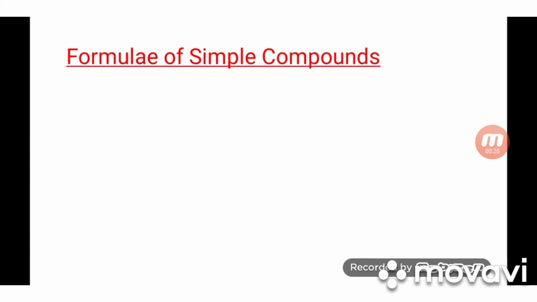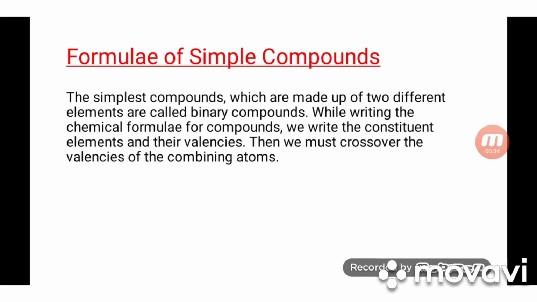Formulae of simple compounds. Further in today's video, we shall be discussing formulae of simple compounds. The simplest compounds, which are made up of two different elements, are called binary compounds. While writing the chemical formula for compounds, first of all, we write the constituent element symbols and the corresponding valencies. Then we must cross over the valencies of the combining atoms. Let us discuss this properly with the help of an example.